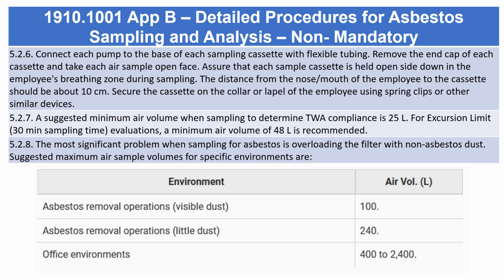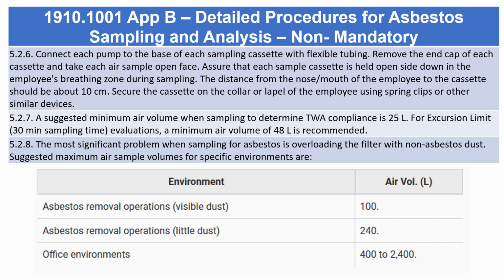5.2.6. Connect each pump to the base of each sampling cassette with flexible tubing. Remove the end cap of each cassette and take each air sample open face. Assure that each sample cassette is held open side down in the employee's breathing zone during sampling. The distance from the nose/mouth of the employee to the cassette should be about 10 centimeters. Secure the cassette on the collar or lapel of the employee using spring clips or other similar devices.